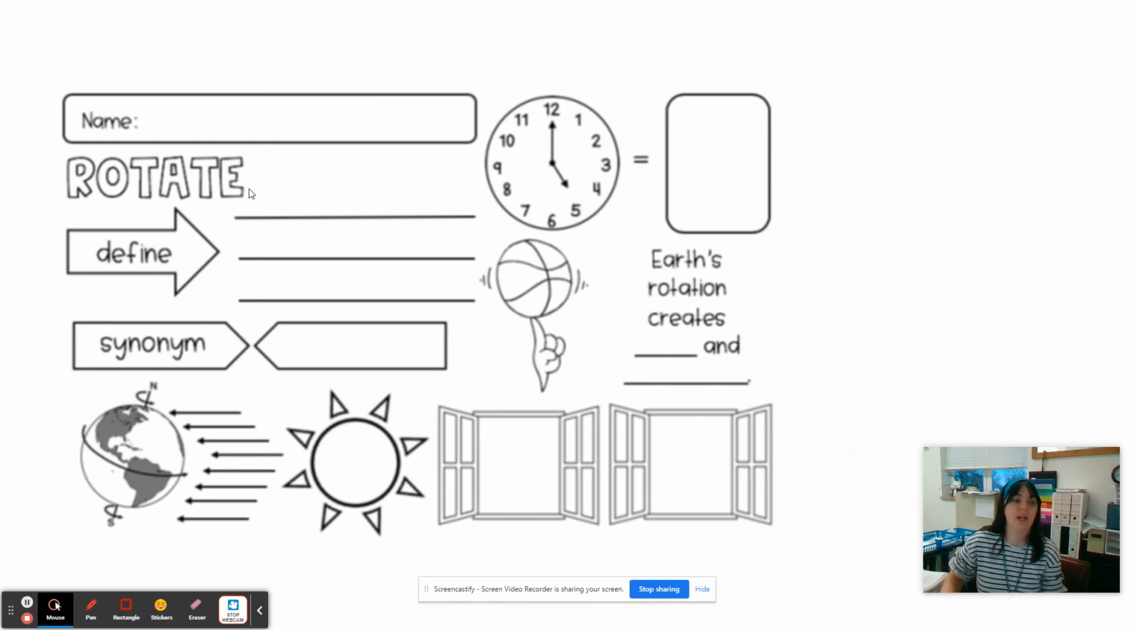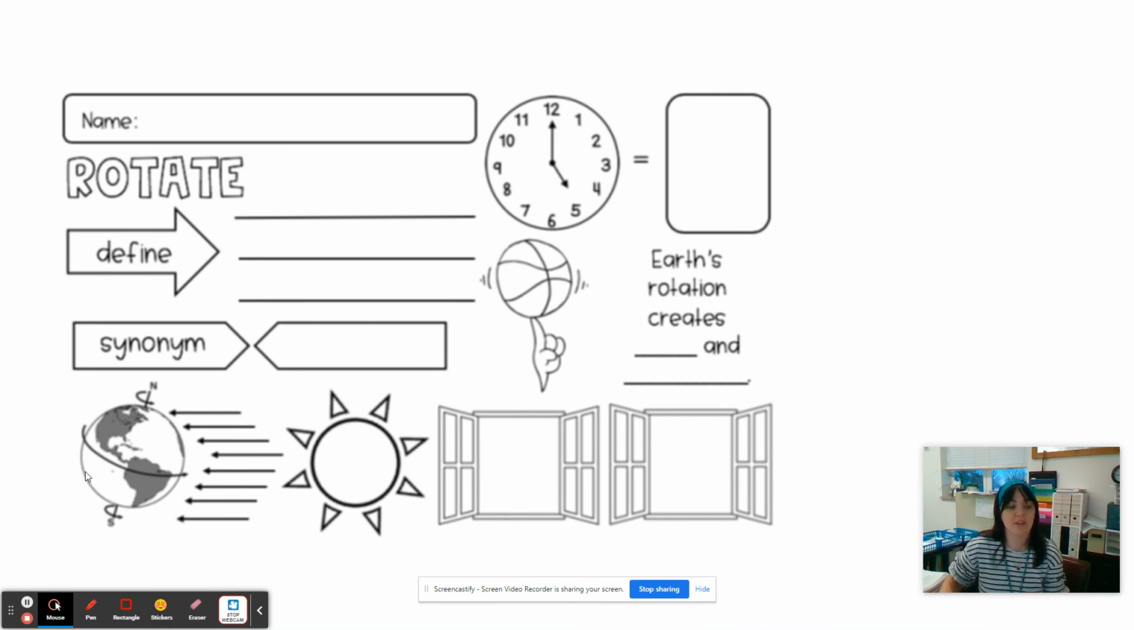What you're going to write, well, make sure your name is on it, and then rotate. Define what rotate means. Write down, what does rotate mean? Okay, and then over here next to the clock, this little box next to the clock, you're going to write how long it takes for the Earth to rotate once. Okay, and then a synonym, right, is a word that also means rotate. What's a word that also means rotate? Okay, and then Earth's rotation creates blank and blank. I said this just a few minutes ago, so hopefully you remember that. If you need to go back and listen, go back and listen.